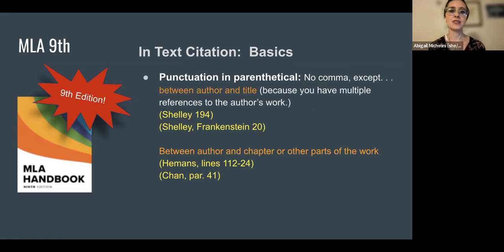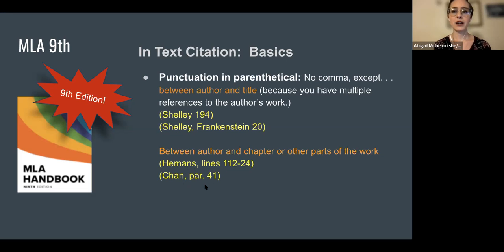So let's say Shelley is in your paper, but you're not only referencing Frankenstein, you're referencing another work written by Shelley as well. So then you have to put Frankenstein to delineate between the 2. That's when you're going to use that comma. Otherwise, you don't really use it. And if you need it for the lines or a section of the work, you'll use it here for lines, like in a poem or a paragraph that you're referencing.